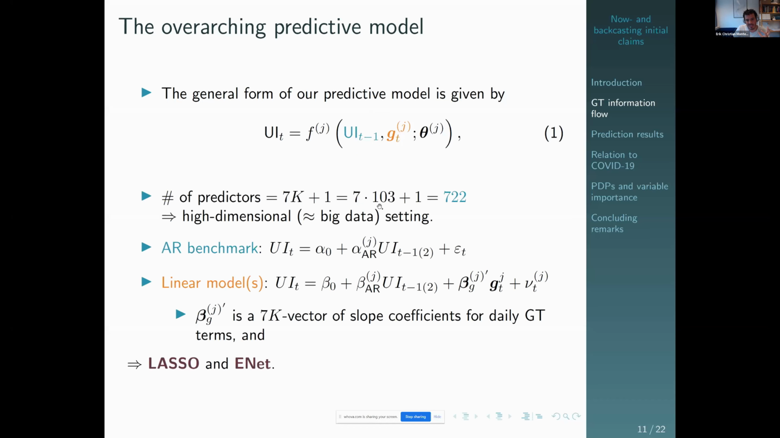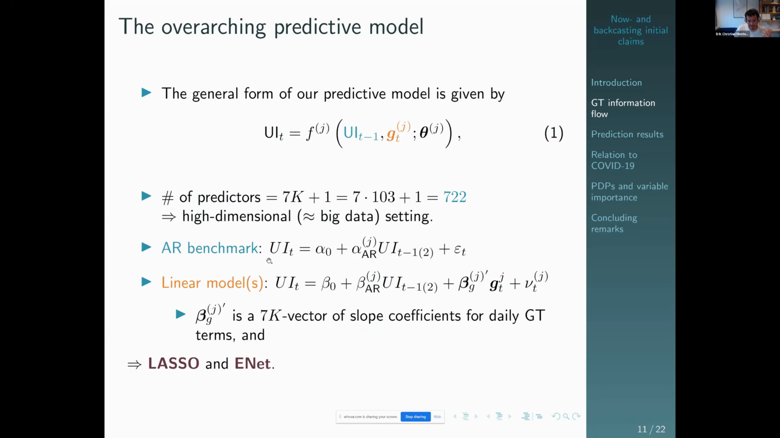Now, as I said, this is a U-MIDAS type of setting, just extended with machine learning. So that means that your 103 predictors are multiplied by 7, since the variable is weekly, right? You basically subdivide each predictor into 7 days. So you end up with 722 predictors at a weekly frequency.